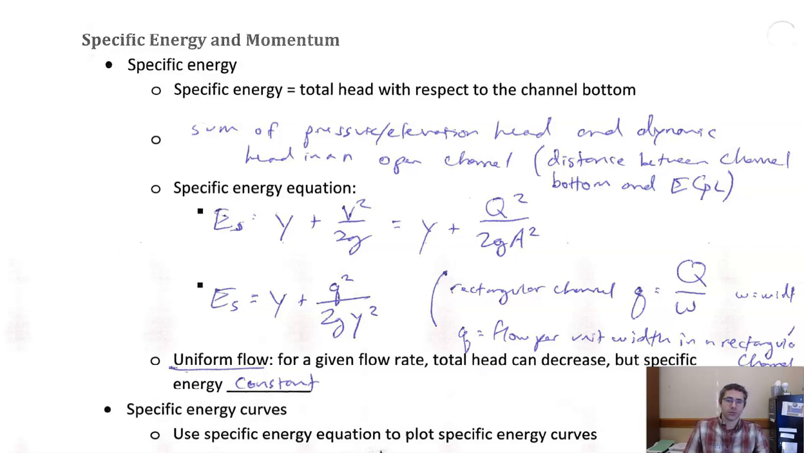And so if we say, well, then big Q is equal to little q times W, and we replace big Q in here with little q times W, we can do some math and geometry and come up with this equation here. Okay, so this one is only valid for a rectangular channel. This is sort of the general form. Both these two are the general forms that we're going to be using.